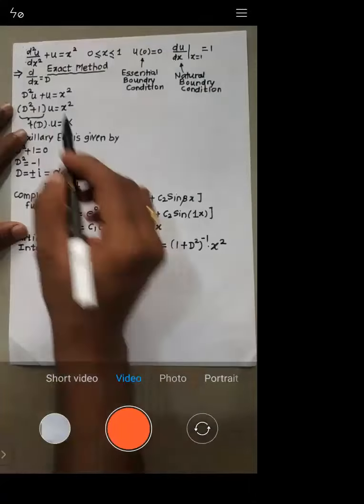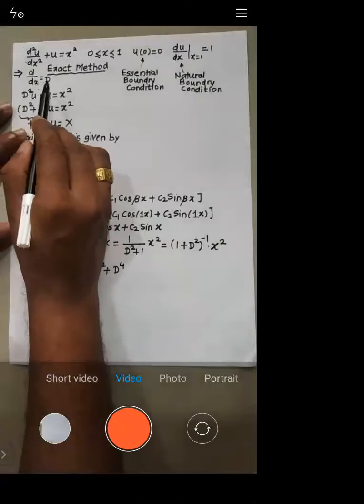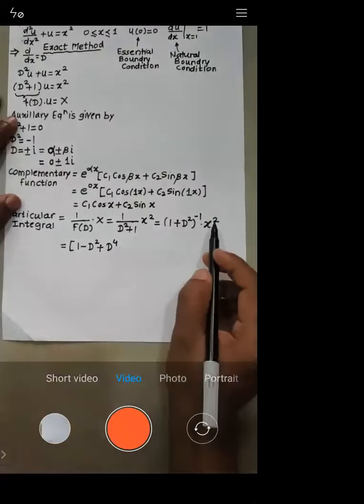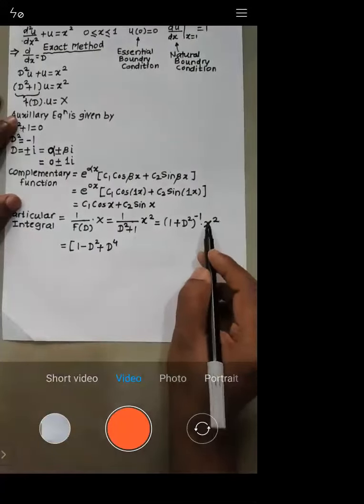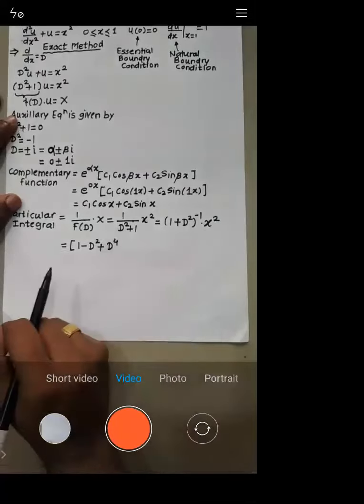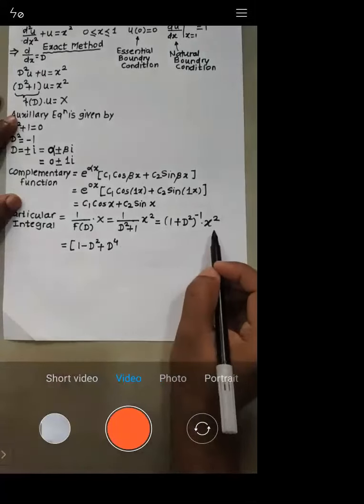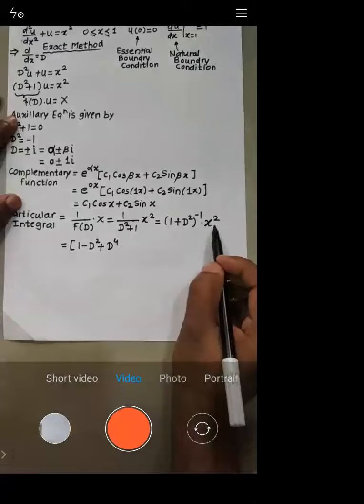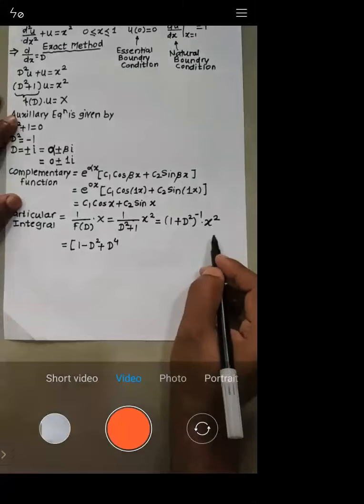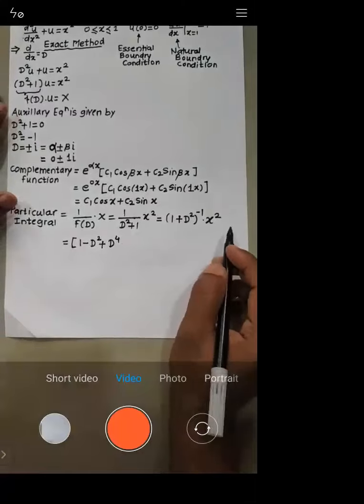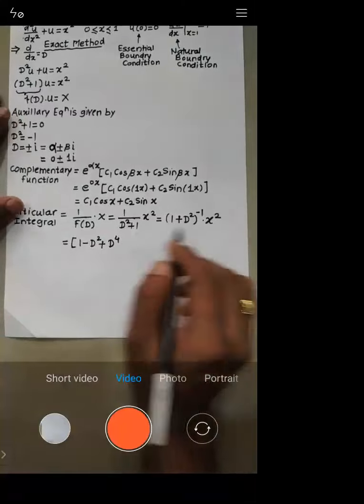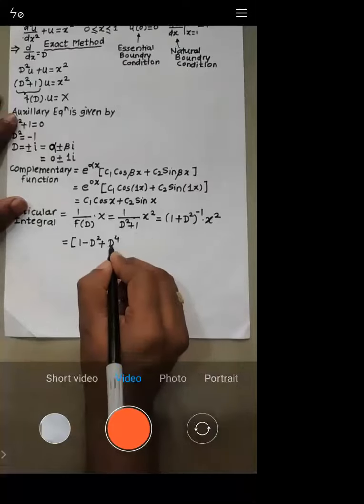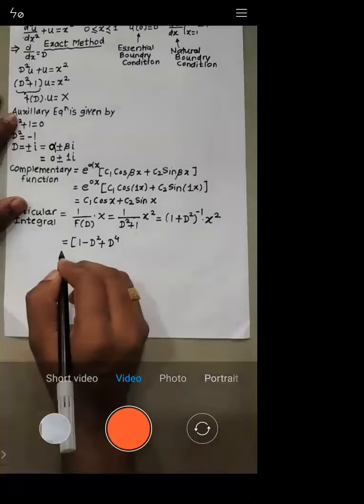See, because what is D basically? D is a derivative. So what is the first derivative of this one? It is 2x. D square will come next. What is the first derivative? 2x. And what is the second derivative of 2x? It is 2. And the third derivative? It is 0. Okay, so there is no point going beyond the second derivative.